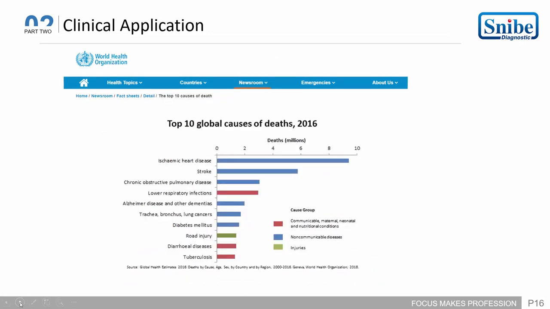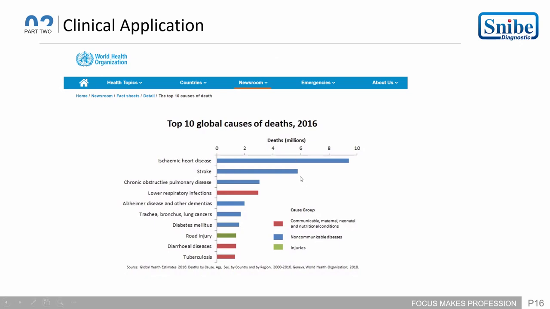If we talk about the top 10 global causes of death, according to 2016 data from WHO, in millions, the leading one is ischemic heart disease. Almost 9.6 million people died globally. This is the natural death process caused by ischemic heart disease.